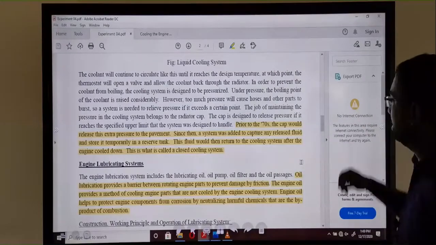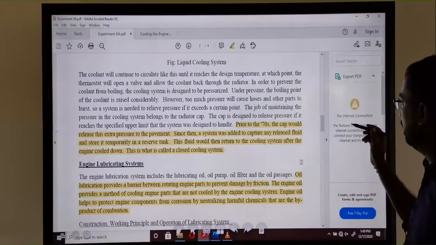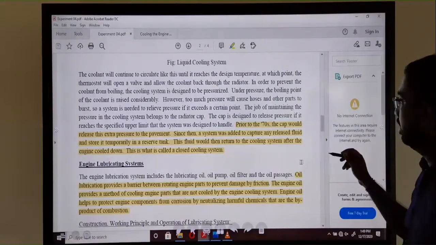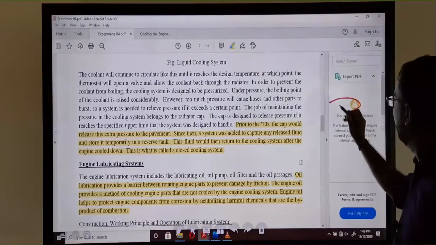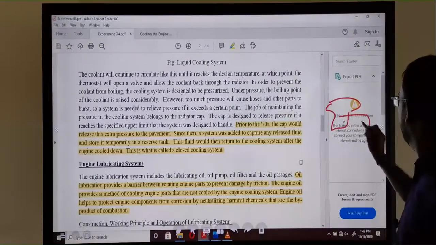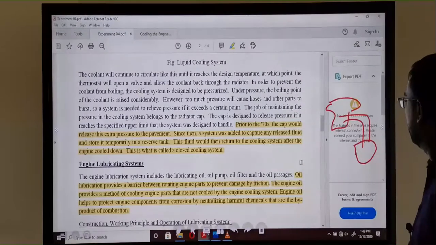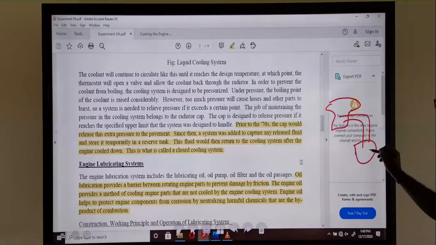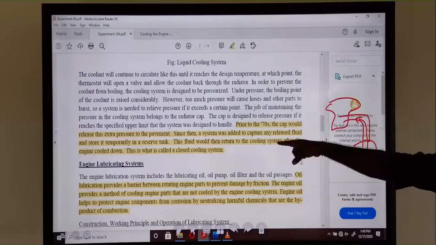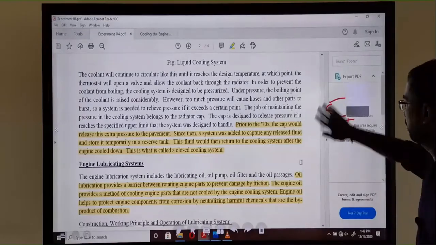But this is the open circuit. Now this is the closed side. This is the closed system, because the coolant is released to the tank, and then the tank sends the coolant to the radiator. So these modern vehicles use the closed cooling system.